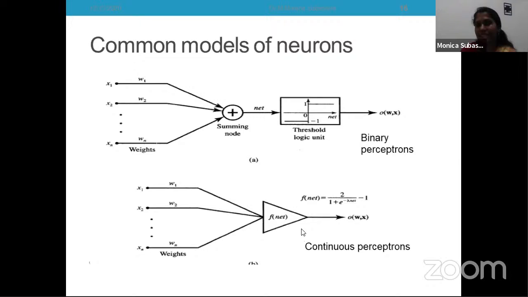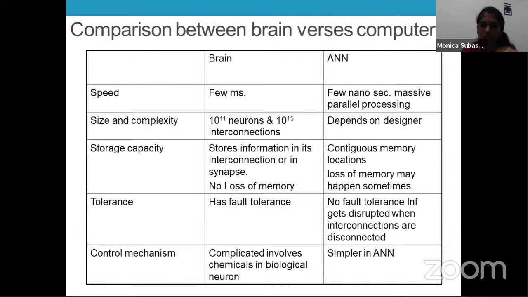Based on the activation signal we just saw, you can apply sigmoidal functions. Just check out this formula: f of net equals 2 upon 1 plus e to the power minus delta net. This denotes the bipolar continuous sigmoidal function. So based on the need of the user or the programmer, please choose the appropriate one. This is given here for your information.